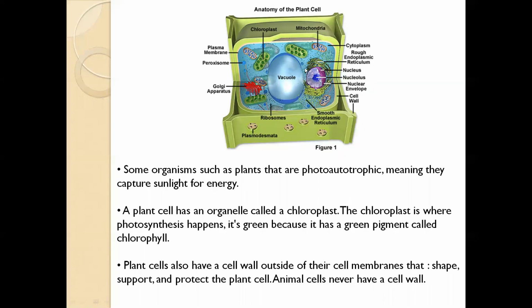And another part of the plant cell that is different from animal cell is the cell wall, which shapes, protects, and supports the plant cell. Okay? Animal cells don't have a cell wall.